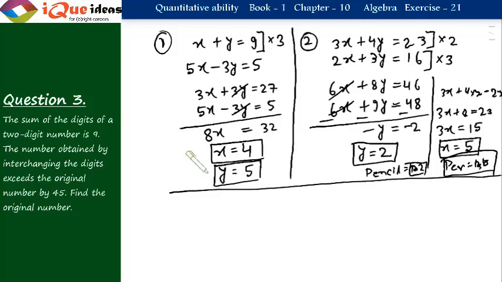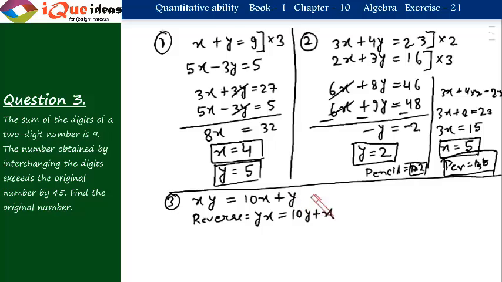Now let's take the third question. It says the sum of the digits of a 2-digit number is 9. The number obtained by interchanging the digits exceeds the original number by 45. Let's consider the number to be xy. It's a 2-digit number xy. So its value would be 10x plus y. And on interchanging the digits, the reverse would be yx, hence it would be 10y plus x.